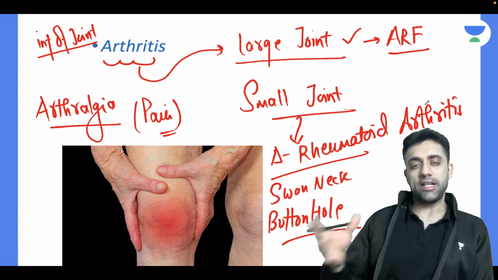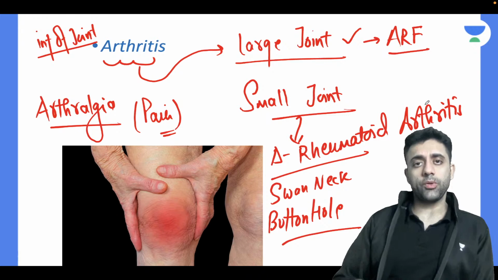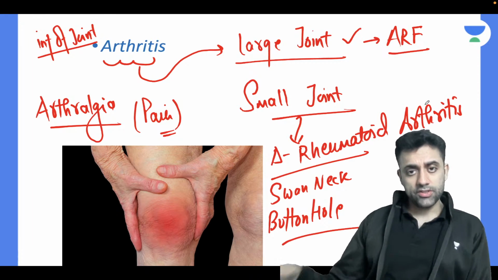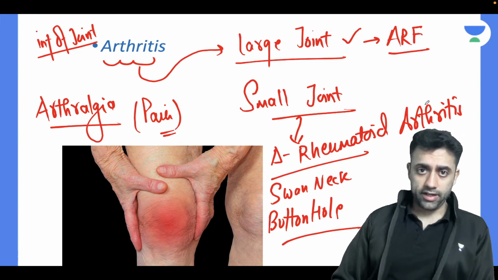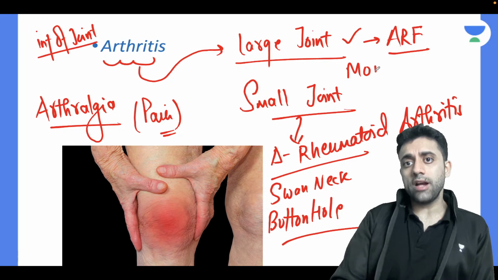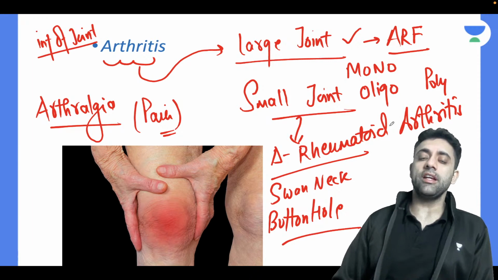Don't cram, understand. The patient will have arthritis: large joint or small joint? Large joint, you will think of acute rheumatic fever. Small joint, you will think of rheumatoid arthritis. And again, very importantly, in arthritis, is it a monoarthritis, an oligoarthritis or a polyarthritis? Yes or no? That also differentiates.